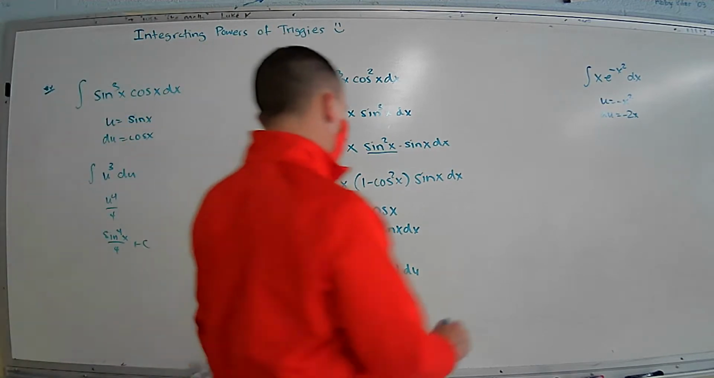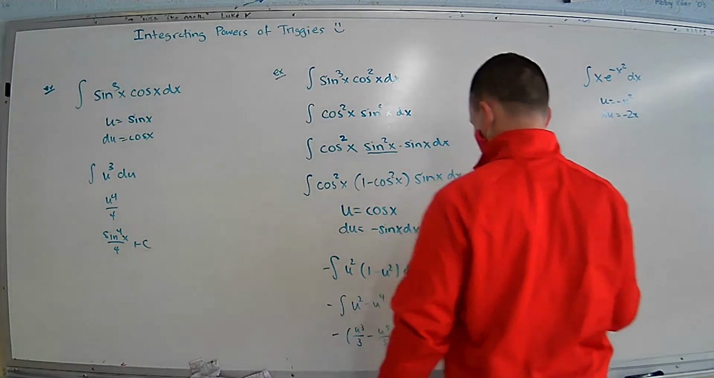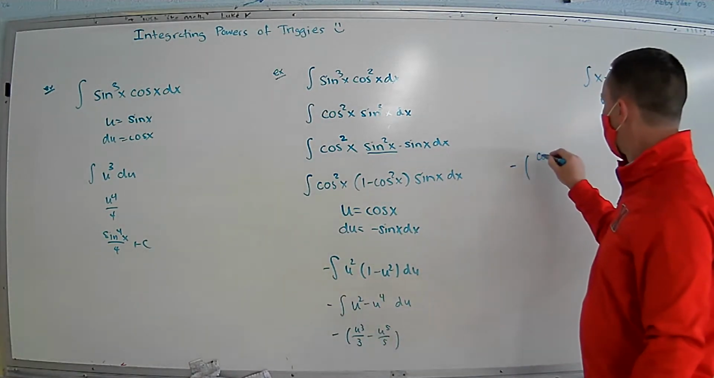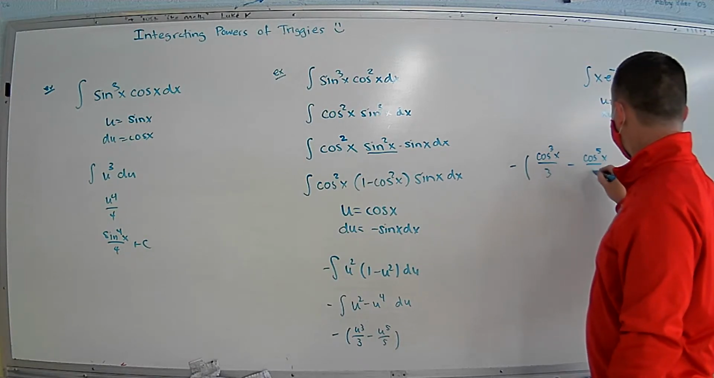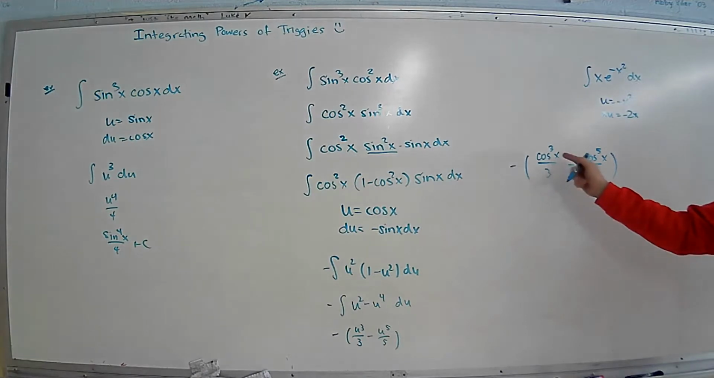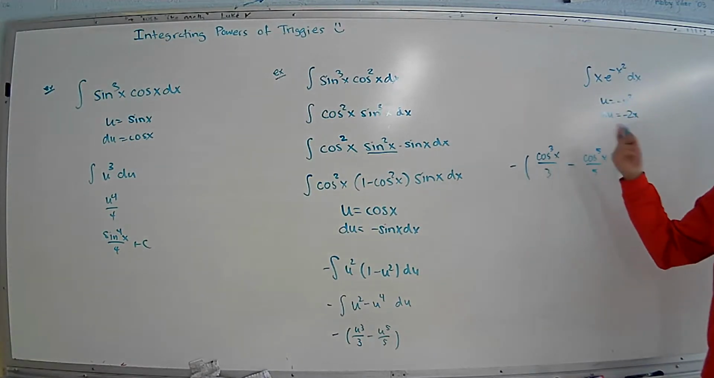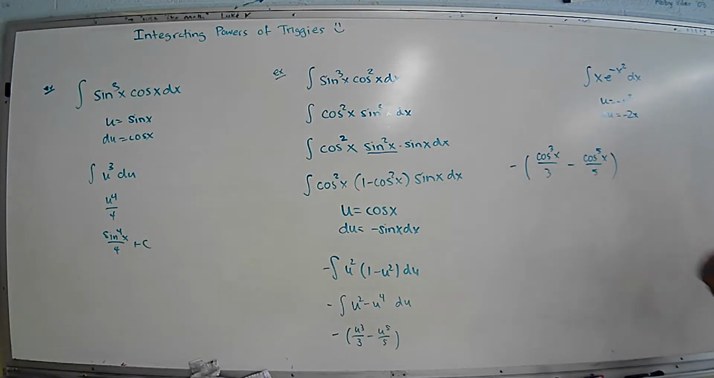So now go back and put in your starters. What was u? Now, can you write that as cosine of x all cubed or cosine cubed? It doesn't matter. I don't care. Plus C.